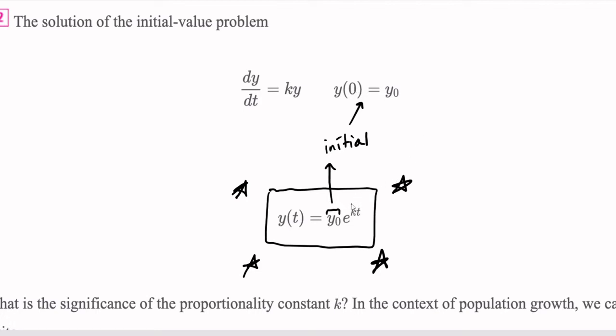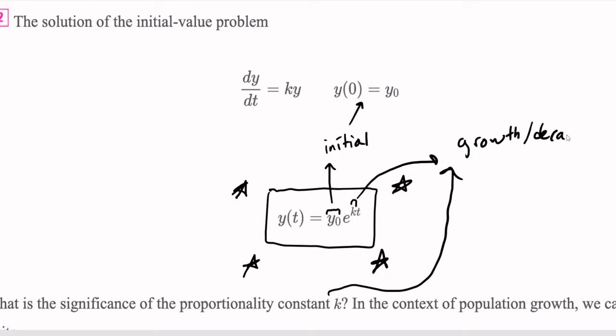And then the other piece here is this k. This is called the constant of proportionality. Okay, but more specifically, this is going to tell you, am I growing, am I decaying, and how. All right, and it just so happens that if this is positive, I'm growing. If this is negative, I'm decaying.